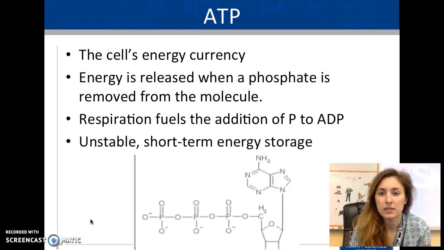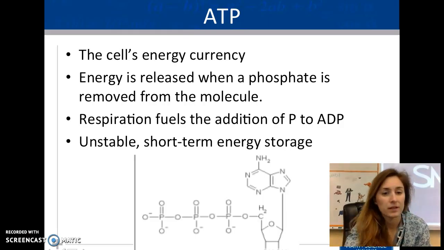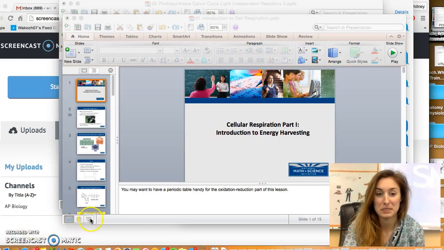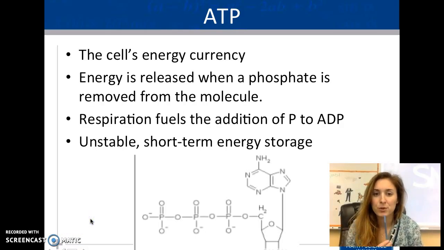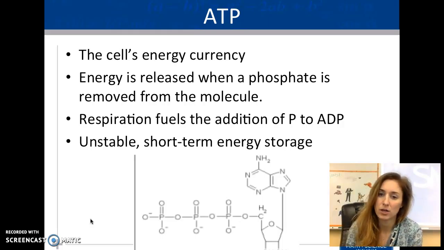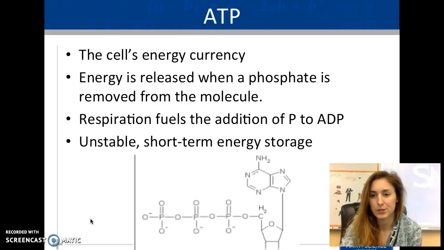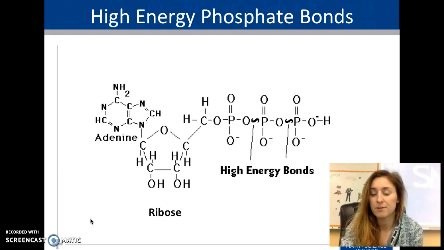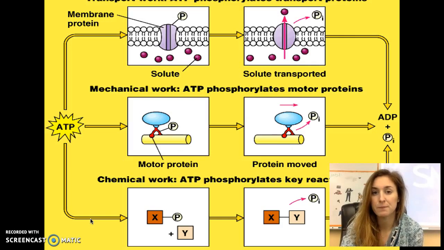It is the cell's energy. ATP is going to provide energy every time one of the three phosphates is broken off. That releases energy, and then it's basically fused back on, and it stores the energy again. The phosphate bonds are what we call high energy bonds. They are very strong bonds that when they're broken, they release energy.